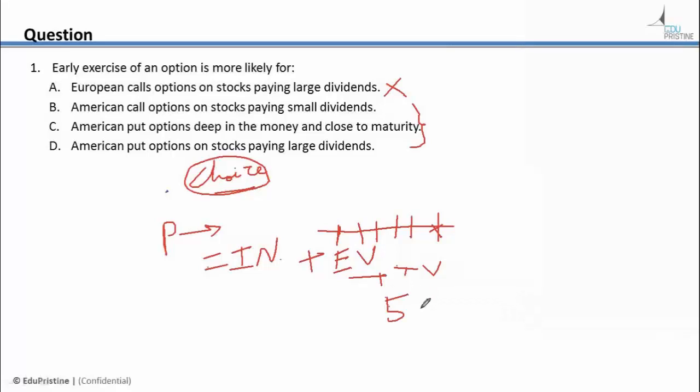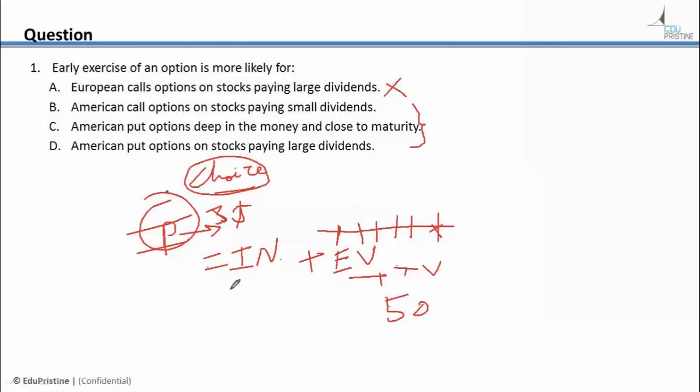So the market can go below 50 and above 50. Let's assume there's a 50% chance of going down, 50% chance of going up. If it goes down, it's a loss for me. If it goes up, it's a profit for me. So it's a 50% chance of making a loss, 50% chance of making a profit. But what is my loss? My loss is my premium. That is fixed. So maximum I can lose, let's say $3 is my premium, so maximum I can lose is $3.